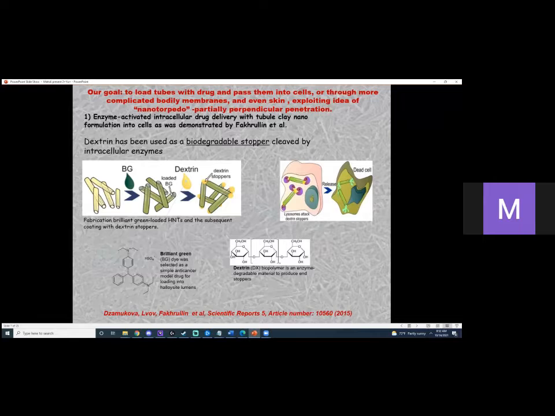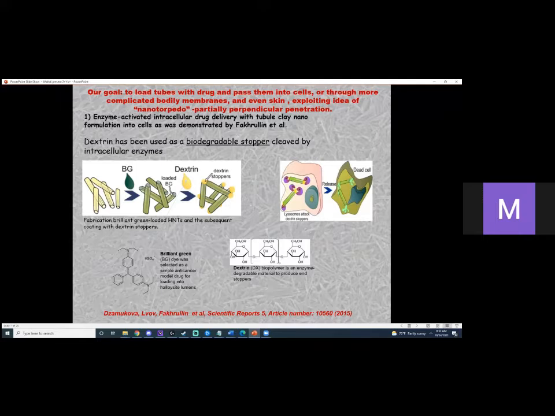Now that I have gone over the basics of halloysite and drug delivery and the different characteristics of the tubules, our goal is to load these nanotubes with drugs and pass them into cells or through more complicated bodily membranes and even skin, exploiting the idea of the nanotorpedo, which is partially perpendicular penetration. First, we have an enzyme-activated intracellular drug delivery with tubule clay nanoformulation into cells, which was demonstrated by Dr.